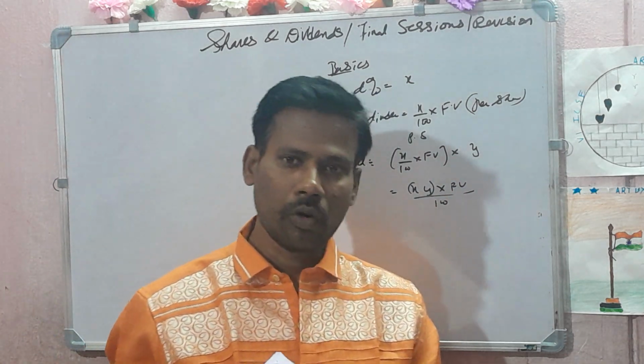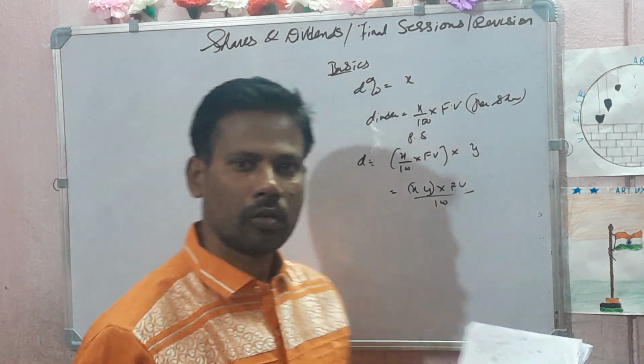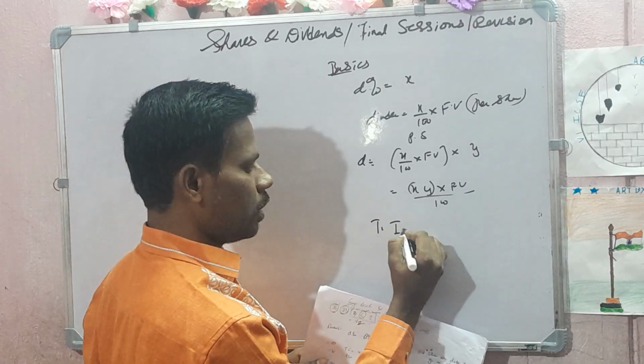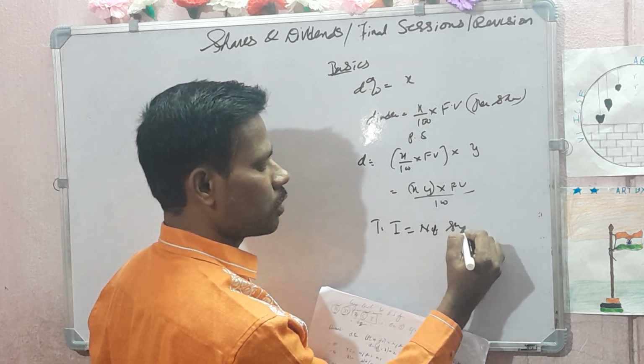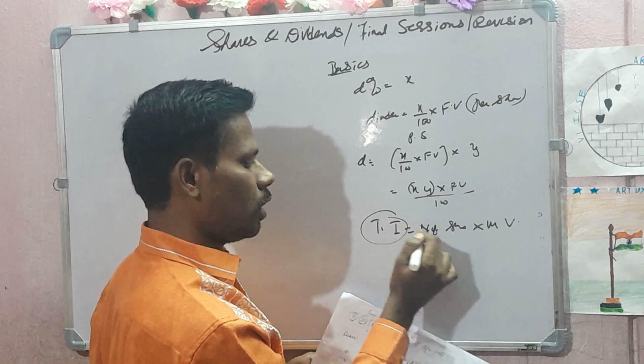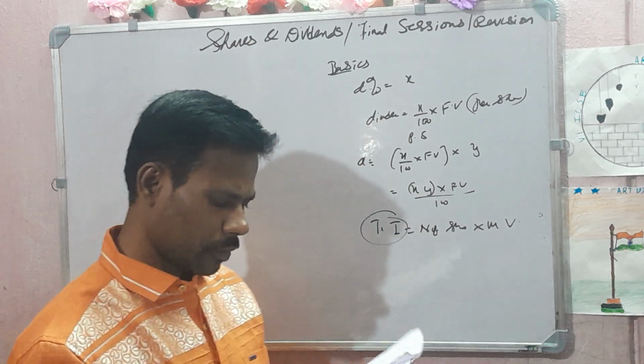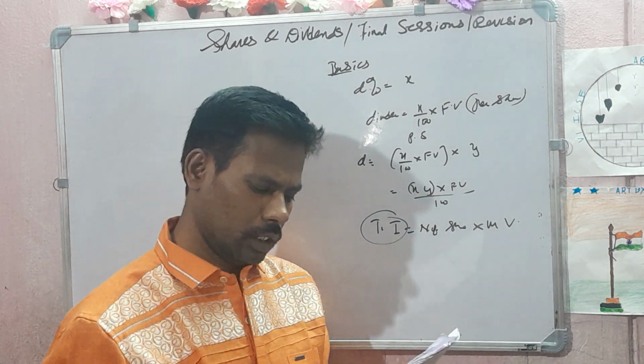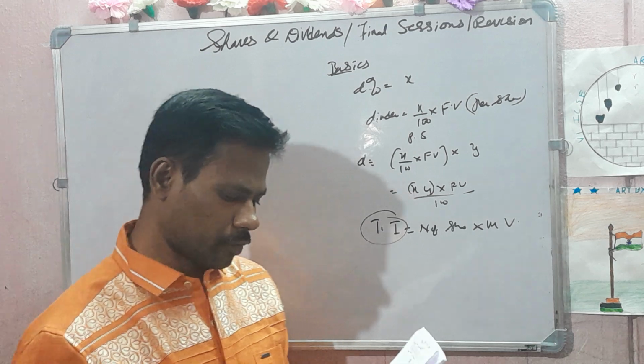Next one, total investment. Total investment you already know. Total investment is equal to number of shares into market value. This is the basic formula, number of shares into market value. I am revising once again.